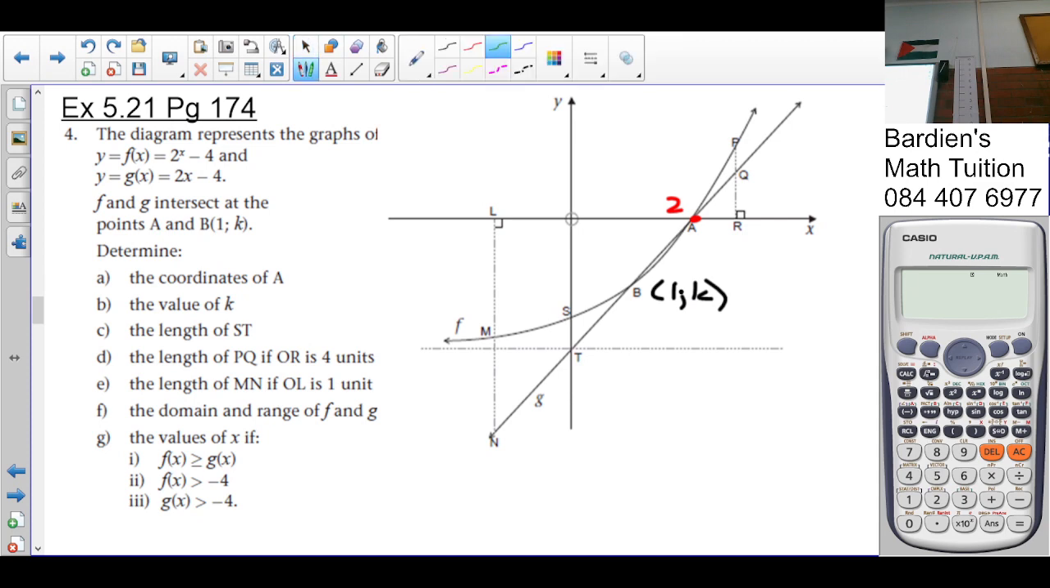So let's look at B. B says the value of k. But what do you notice about k? k is the y-coordinate of B. Not so? And this B lies on the exponential graph and on the straight line. So I just substitute into either one, f of 1, which is the exponential graph. It's going to be 2 to the 1 minus 4, which is negative 2. Can you see that, people? f of 1 is k, so k is negative 2. Okay?